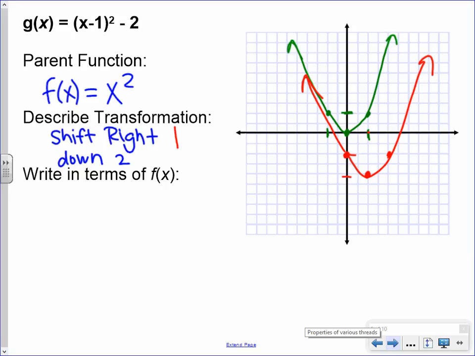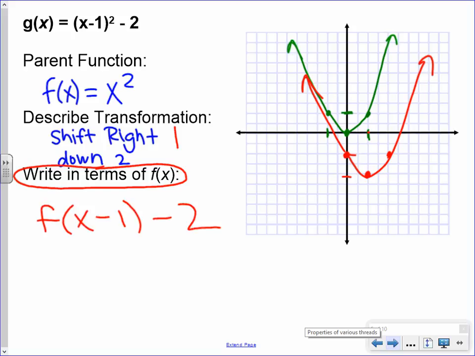okay? In your book, it's going to ask you to write this in terms of f of x. You've already practiced doing that in your activity. You would write f of x minus 1 minus 2. The x minus 1 was inside of our function. The minus 2 was outside of our function. Okay? That's just describing the transformations in general.